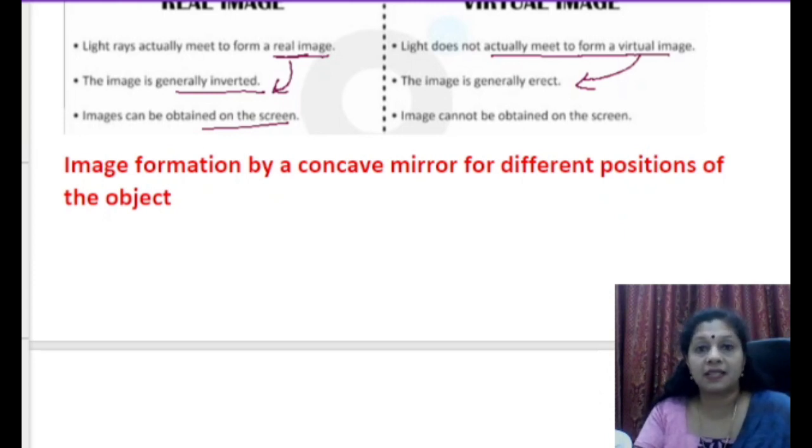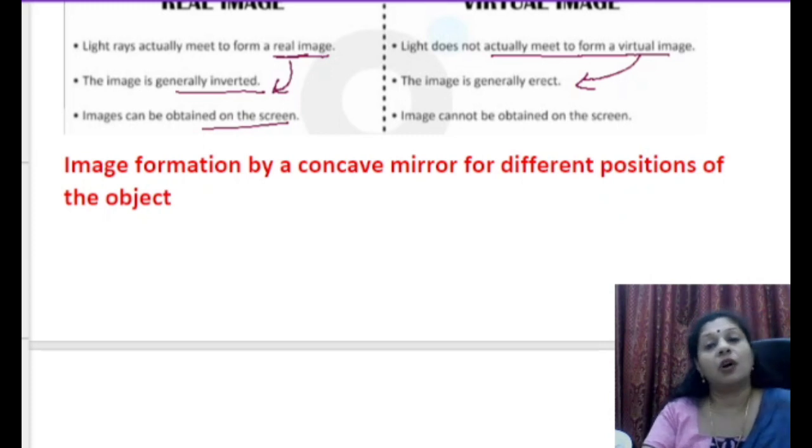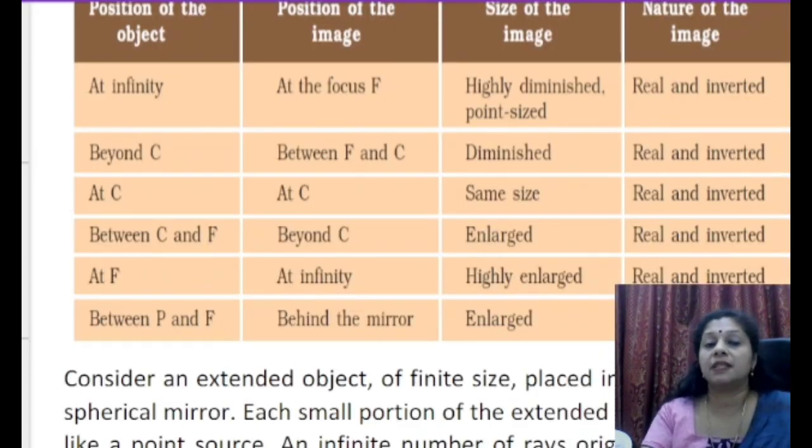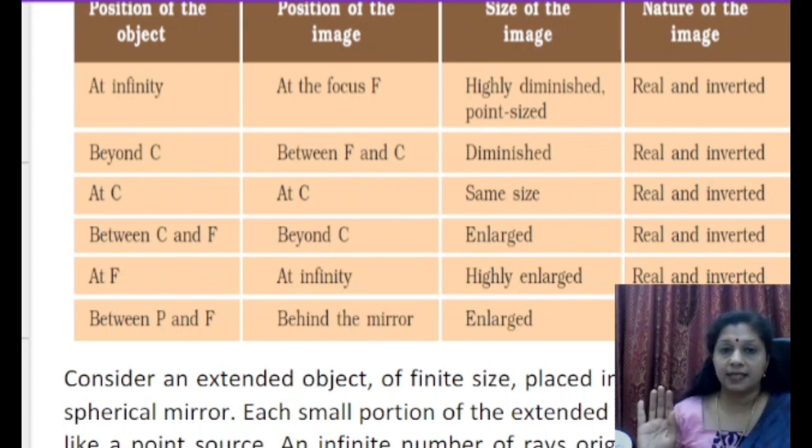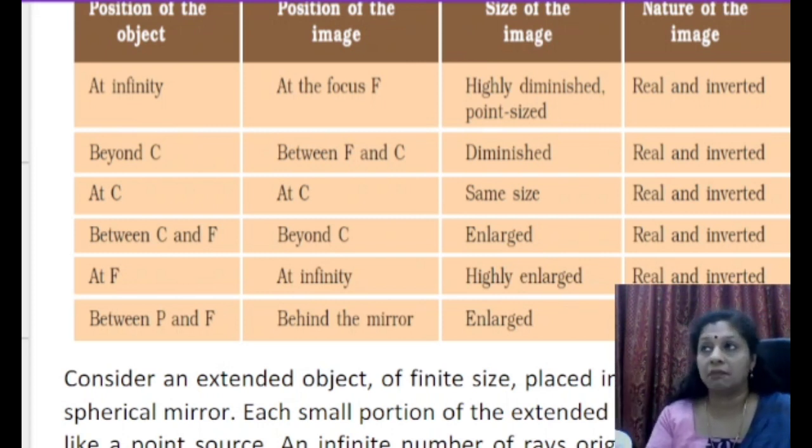So hereafter, when we are discussing the different image formations, we will frequently come across these words: position, size, that is magnified or same size or diminished, and real and inverted or virtual and erect images as well. First, we are going to study image formation by a concave mirror for different positions of the object. We are considering six different positions. One, if the object is at infinity. Infinity does not mean that space we are talking about. Suppose I am sitting here and I am using a mirror to locate something outside my house, maybe a tree or a building a little away from me. That is called infinity. A few meters away is called infinity.